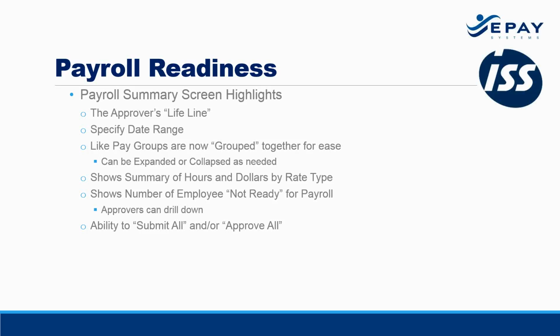But bottom line, looking through the other steps here, summary of hours and dollars by rate type shows you the number of employees that are not ready, and that's the big one to take away from this. And then obviously you have the ability to submit all or approve all from that screen.